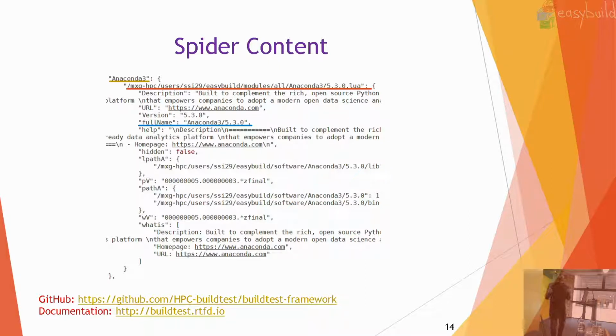So let's say in this example, this is Anaconda, and you have multiple versions. You'll still have Anaconda, in this case Anaconda 3, and you'll have a key that's the file path, and inside it will be all the metadata of the module file, like the full name, version, URL, etc. The one that we care about is the full name. That's the way to actually load the module. And if you decide to change it, Spider will pick this up. So that's what Buildtest used to parse it and figure out how to load modules.